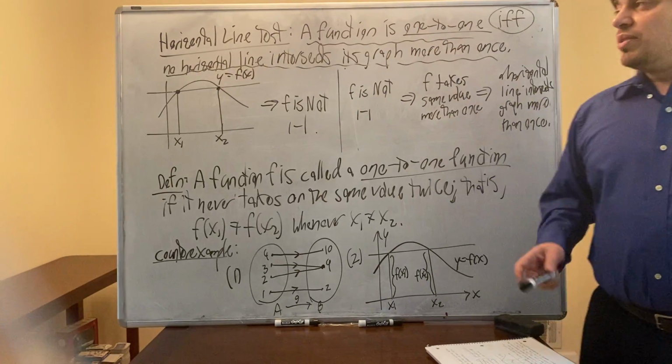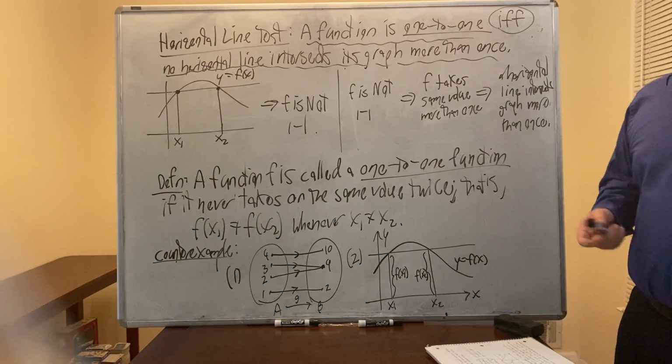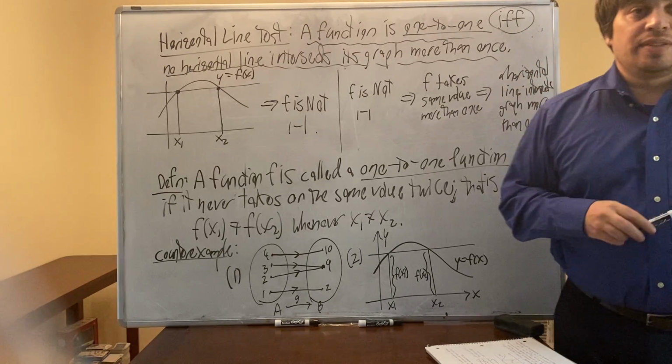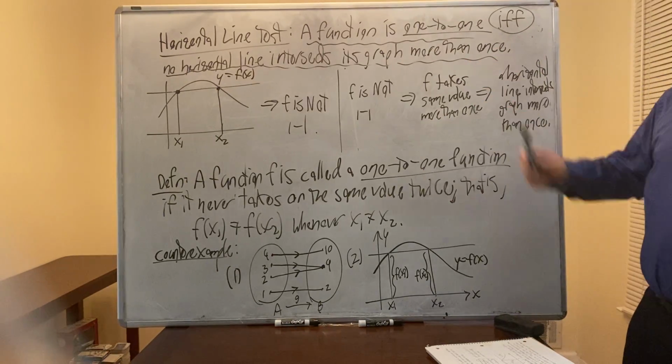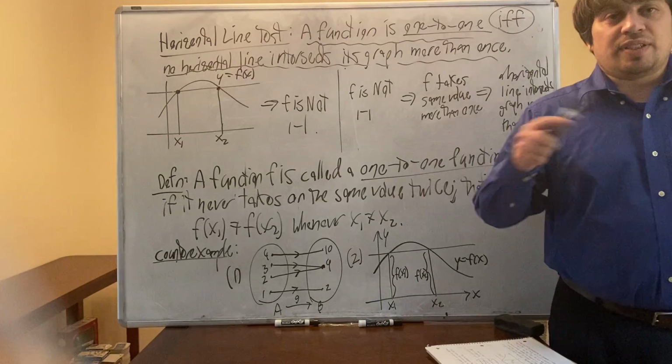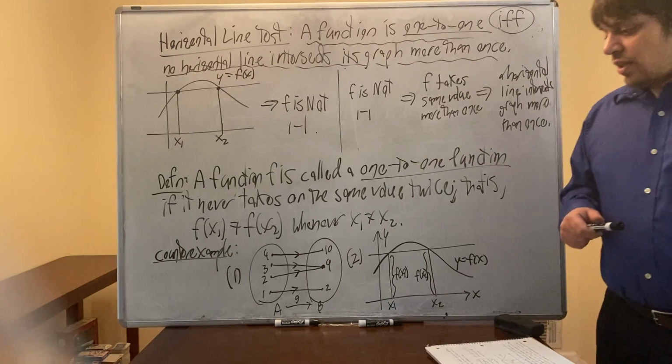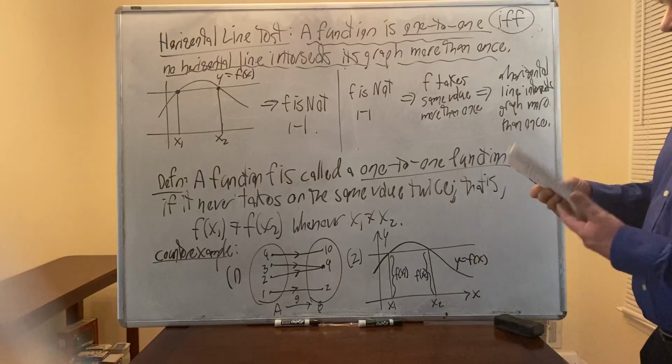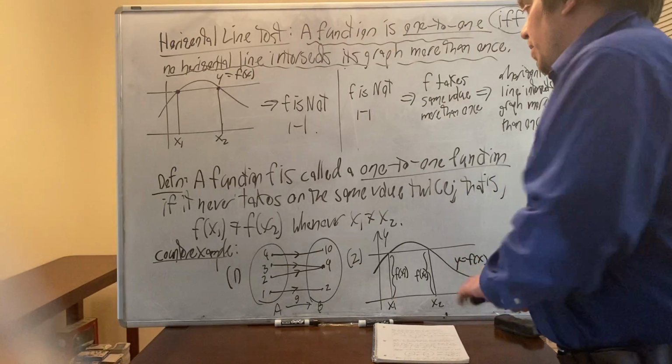I said that fast, but basically you have two statements and they're the same in truth value because of that IFF there, if and only if. If you know one statement is true or false, then the other statement has the same truth value. Okay, so that's the horizontal line test. Let's keep going.